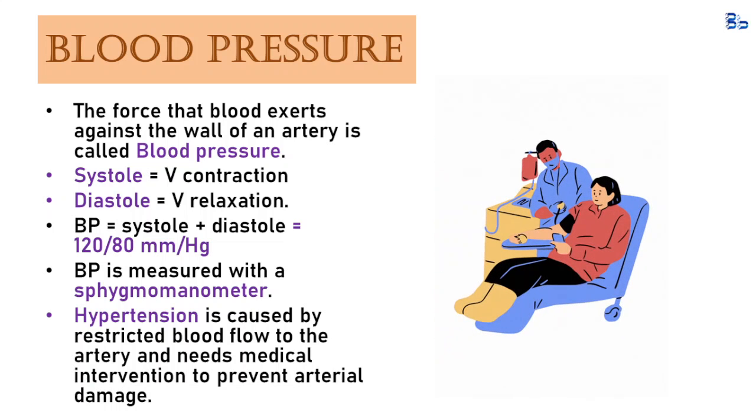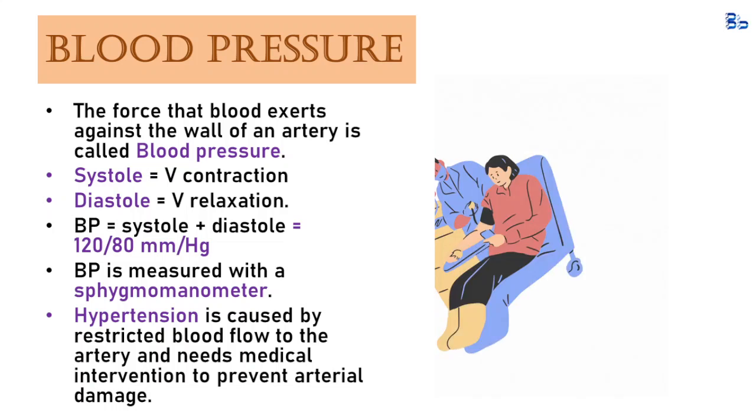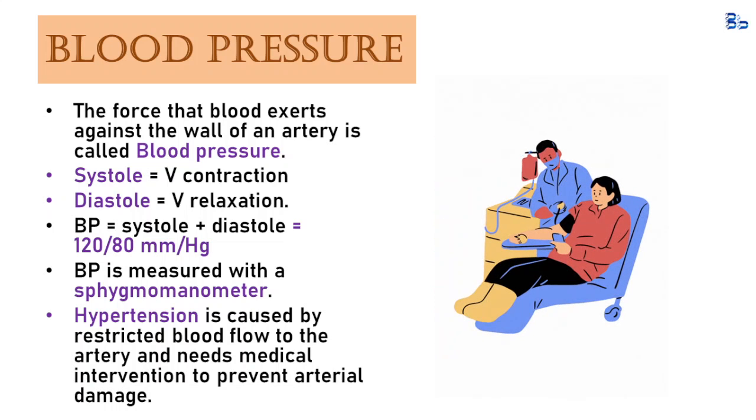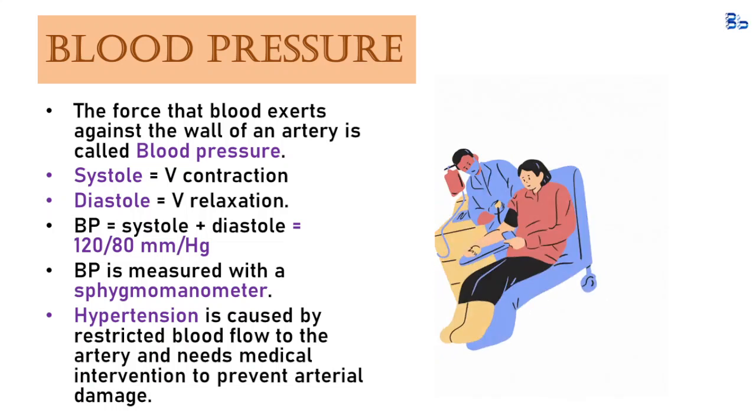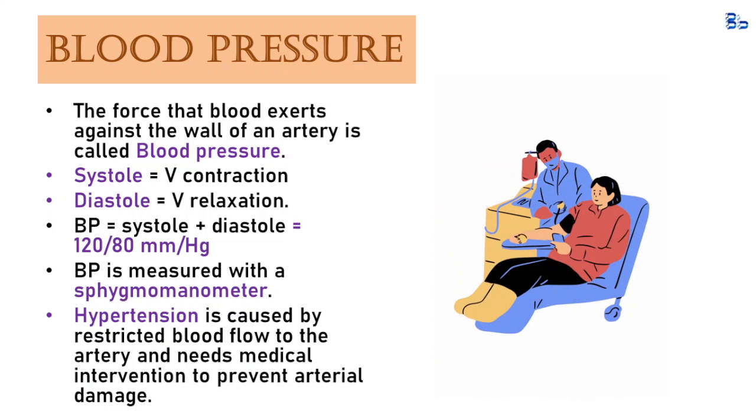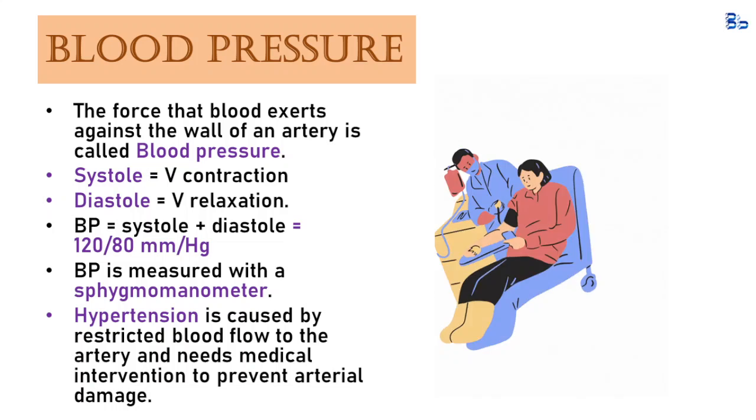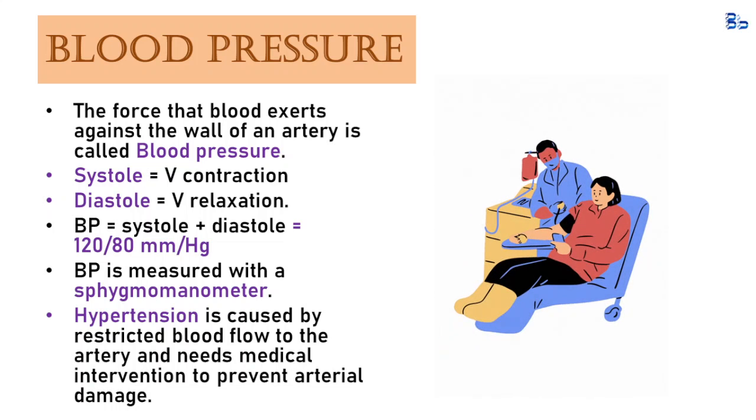So together this makes up a value of 120/80, which is designated as the normal blood pressure. BP is measured through a device called the sphygmomanometer, and a condition where there is high blood pressure, which may be caused by poor diet, age, and other genetic factors, is called hypertension. So if you suffer from hypertension, you need immediate medical intervention. You have to consult a doctor and look into getting the BP fixed through medication or surgery. Otherwise, there might be permanent damage to the artery.